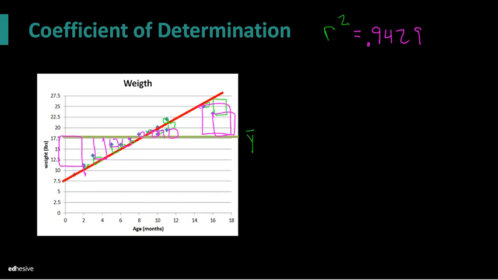But what I'm trying to say to you is that 94% of the variation in a baby's weight is actually because of the variation in that baby's age. Think about that for a second. I'm actually connecting these two variables, and I'm telling you that they are very strongly connected.